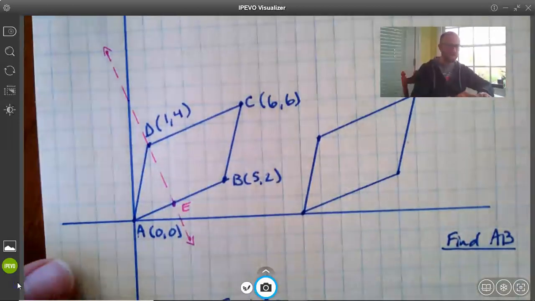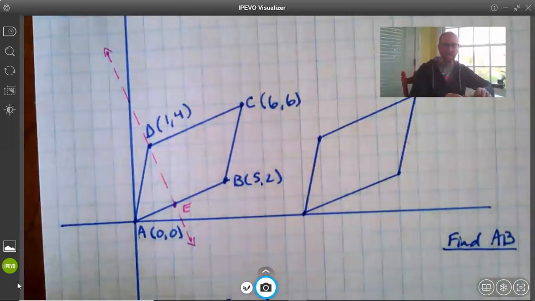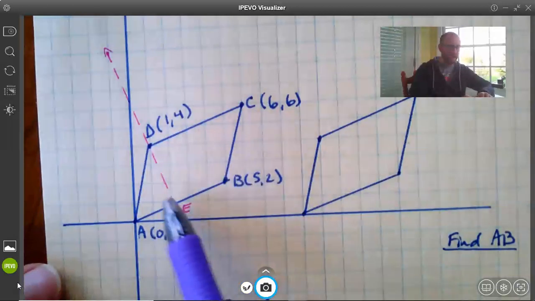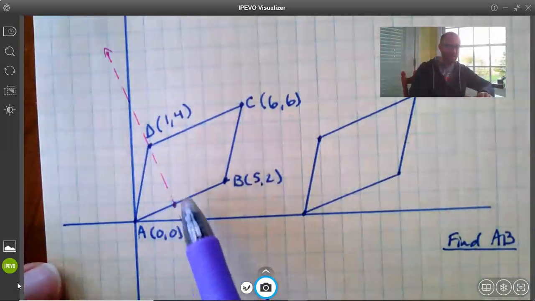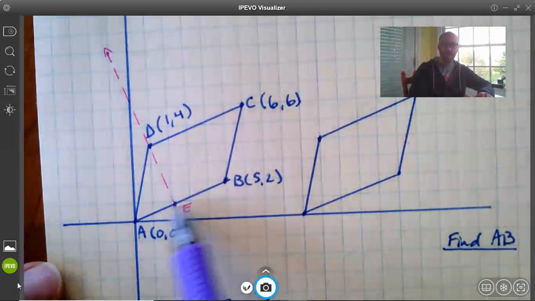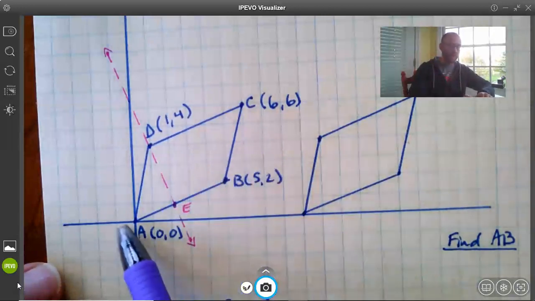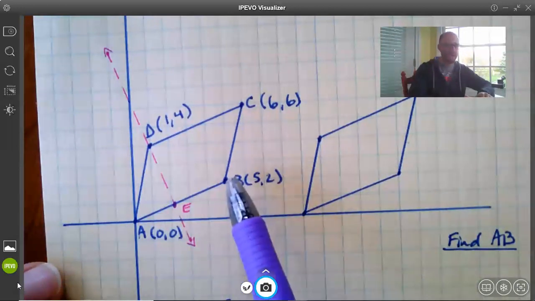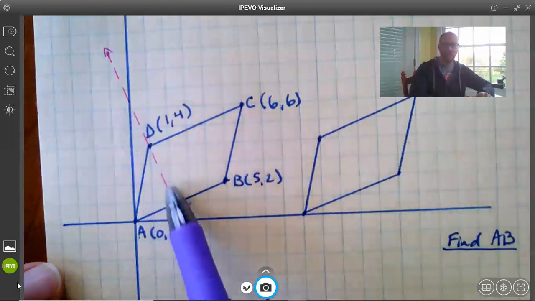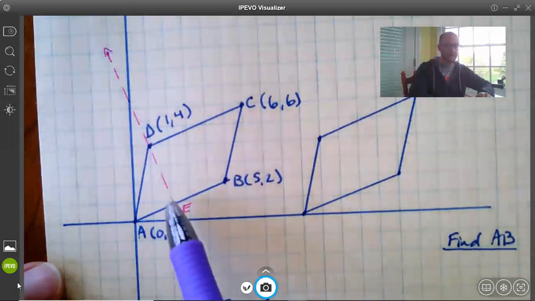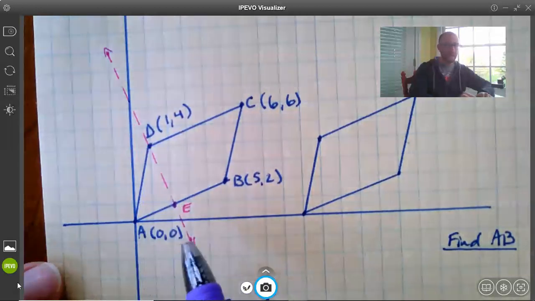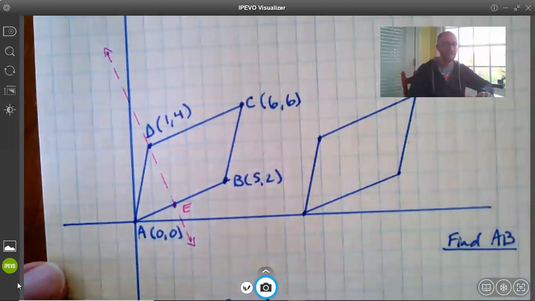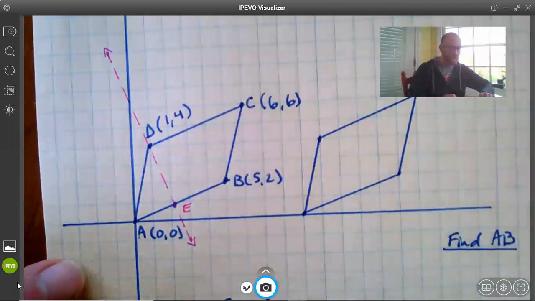Okay, so what we're going to have to do then is find the height, the distance from here to here, perpendicular to the base. Which means we're going to have to find the equation for the line that makes up the base, an equation for the line that makes up the height, find the point where they intersect, and then the distance between D and E, the point of intersection. And it's a lot of work to get that height. Let's do it.